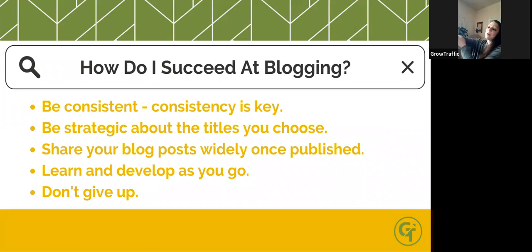So final points, how do you succeed at blogging? Be consistent, and by consistent, you know, put your blog posts up regularly, pick a time and day that's convenient and stick to it. Pick a frequency that you can manage and stick to it. You can increase it if needs be, if you get quicker, but don't decrease it. So be consistent. People will expect it.